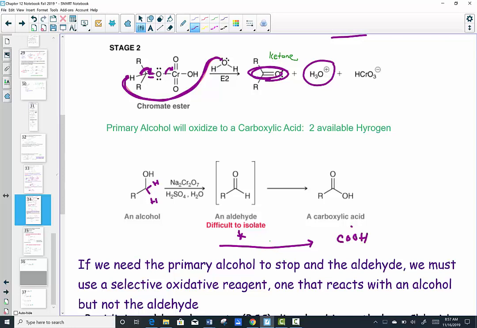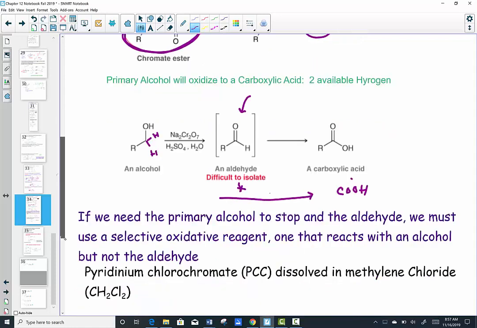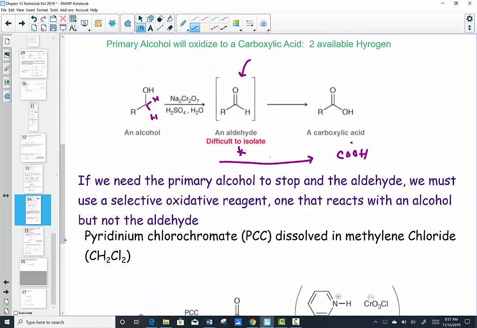Chromium, we cannot use a chromium compound if our goal is to stop at the aldehyde. We can't stop it there. It's impossible to control that way. So what do we do if we want to isolate the aldehyde and not go all the way to the carboxylic acid? So that's why I'd like to introduce 2 more reagents that can accomplish that. It can actually stop the process here at the aldehyde.